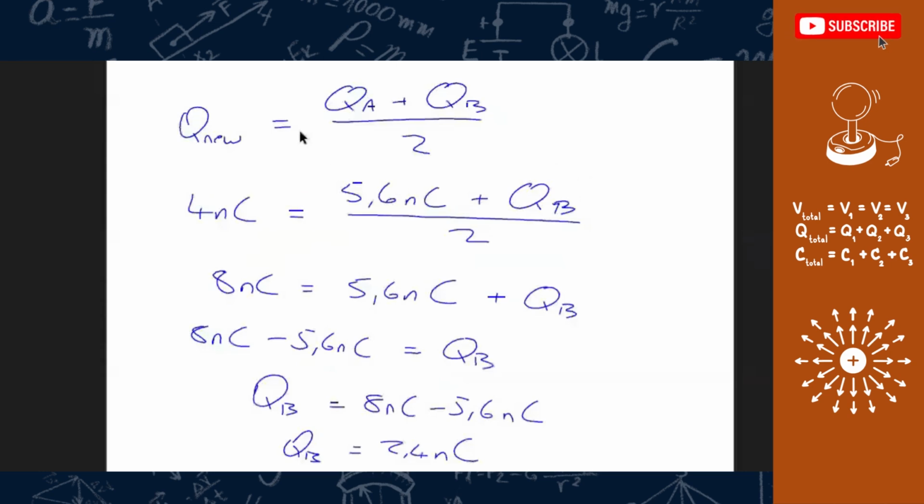To calculate B, we would use this equation that says the Q new, which they gave to us, equals QA, which we calculated, plus QB, which we do not know, over 2. If we simplify it, we will get to a point where we calculate QB, and QB was a charge of 2.4 nanocoulombs. And yes, it has more electrons than the 5.6. It's less positive than the 5.6, therefore it has more electrons than the 5.6.